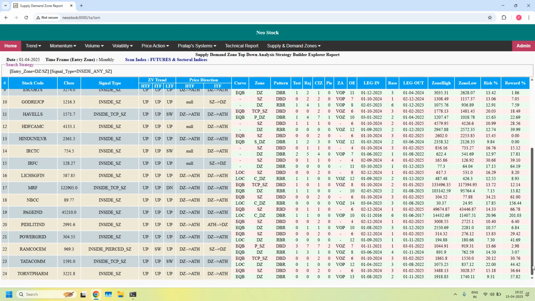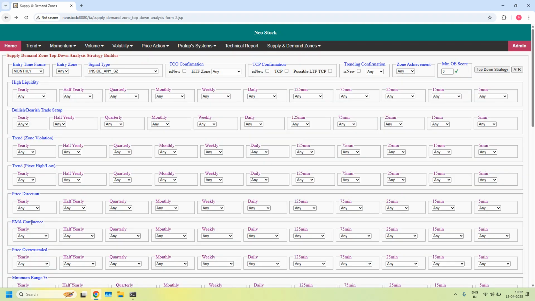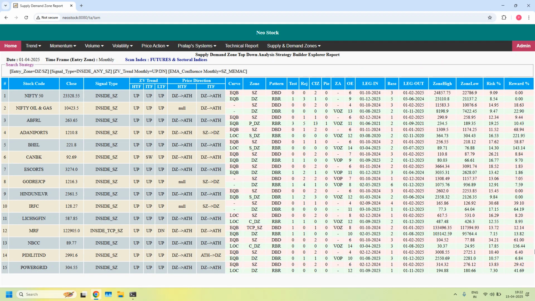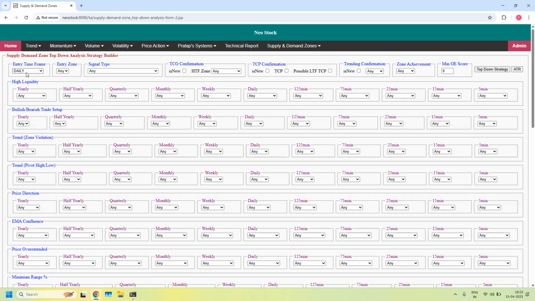We can further filter based on the EMA Confluence. So with these filters, now the list has come down to 15 stocks. So this is about monthly time frame. Next we will look into weekly time frame.